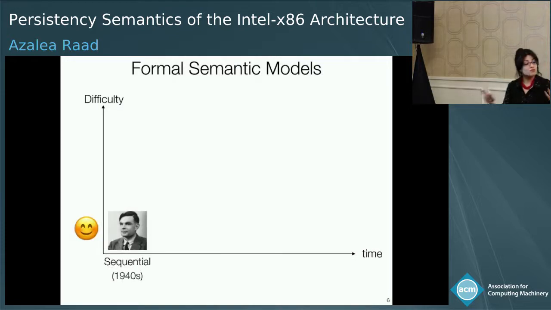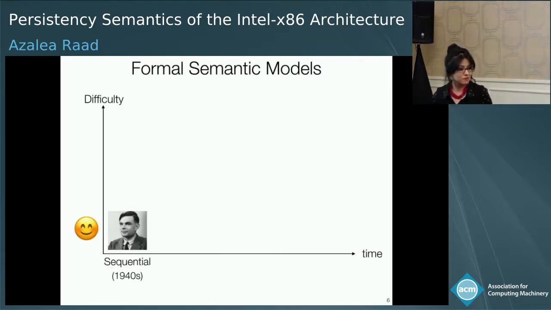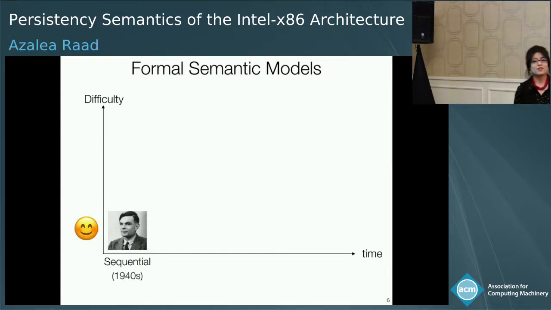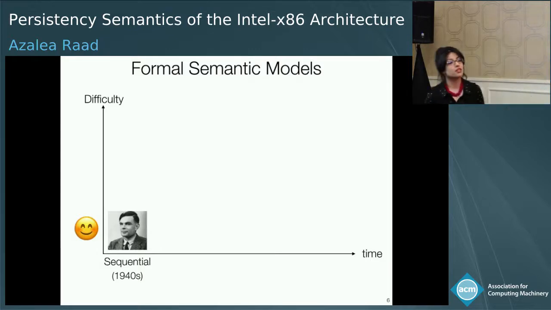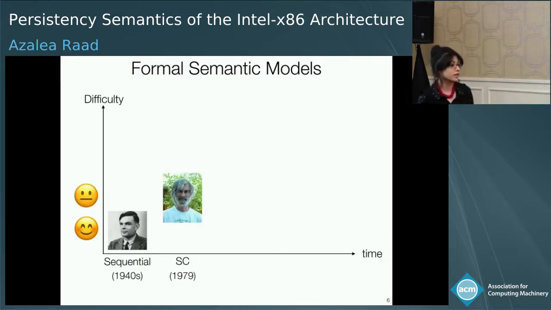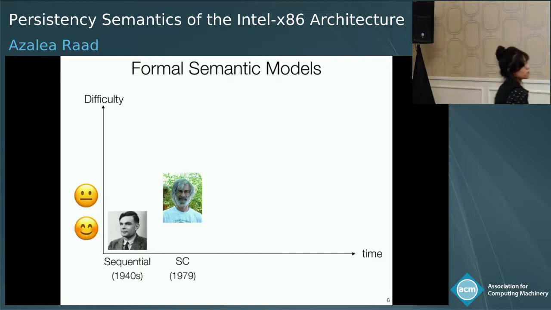Okay. So it all started in the 40s with Alan Turing, the father of computing, who proposed a sequential model of computation. Now, at some point, we realized that if you want to harness our rapidly evolving technology, we need to look into more sophisticated models of computation, concurrent models of computation, where we have multiple threads working in parallel together in order to achieve a task.